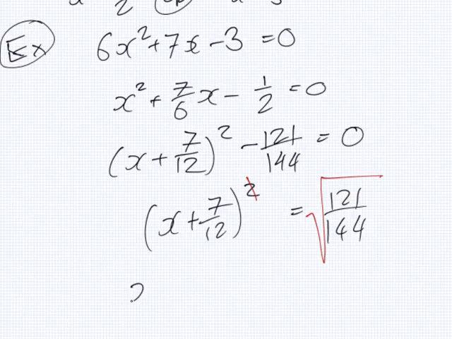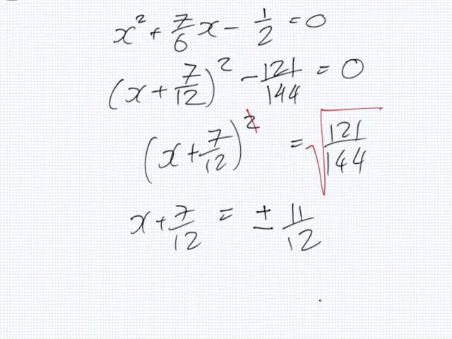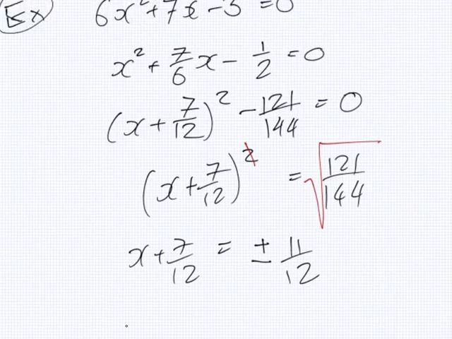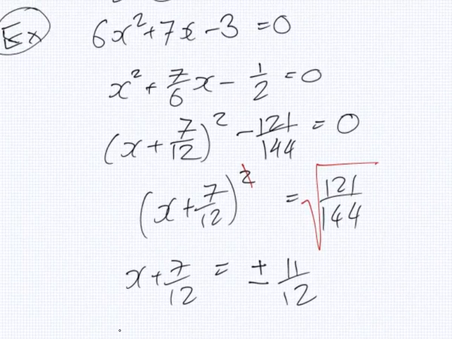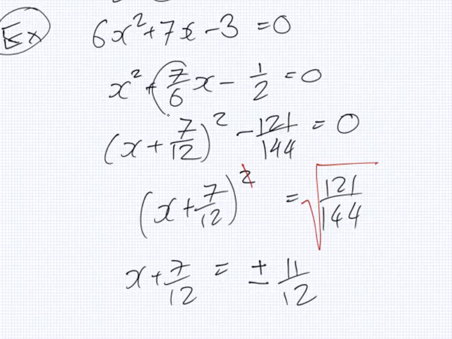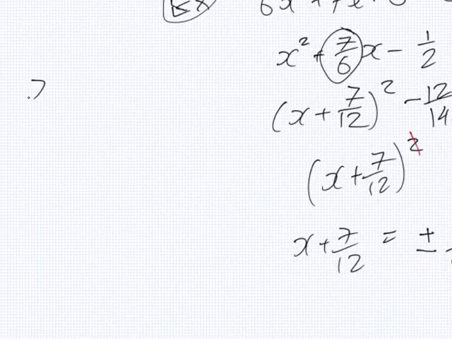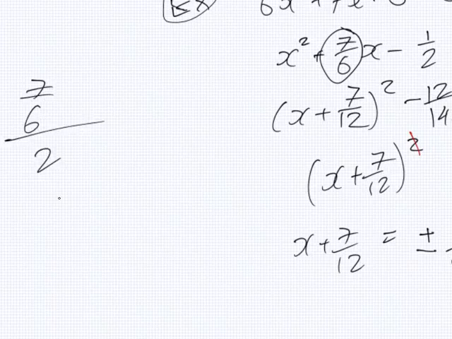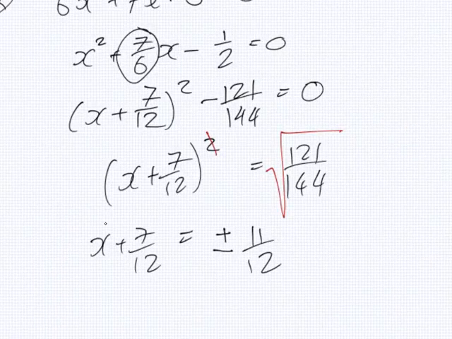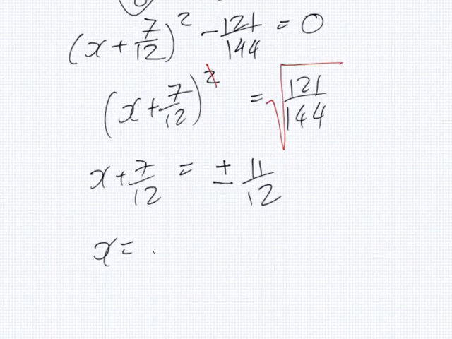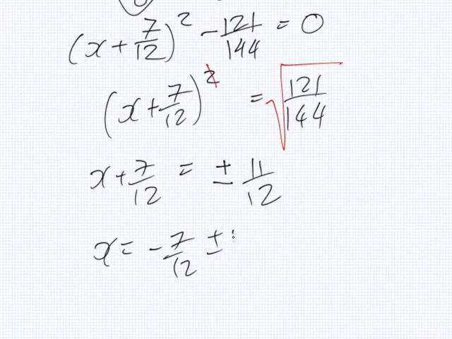So now you get x plus 7 over 12 equals plus or minus 11 over 12. Makes sense? What's wrong? You wrote x plus 7 over 12. Correct, I did. Half of this number: half of 7 over 6 is 7 over 6 divided by 2, it's 7 over 12. Okay. So we have now x equals minus 7 over 12 plus or minus 11 over 12.